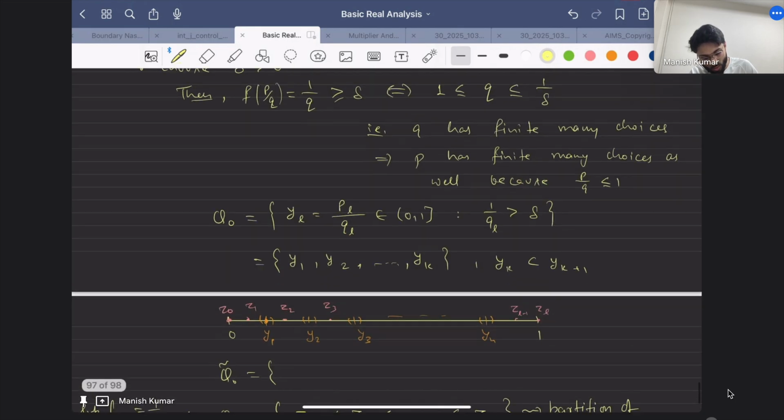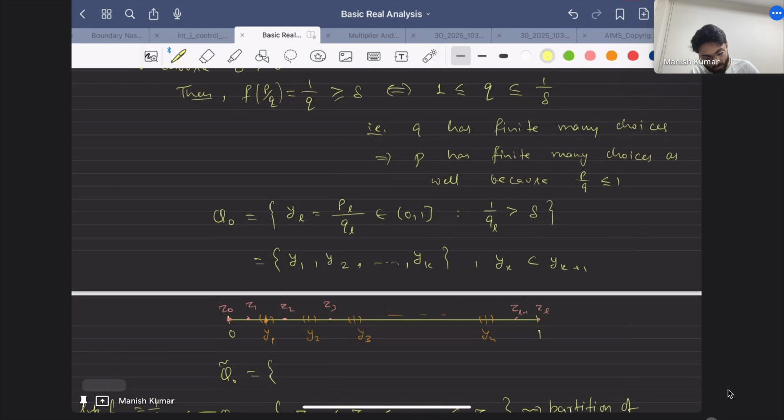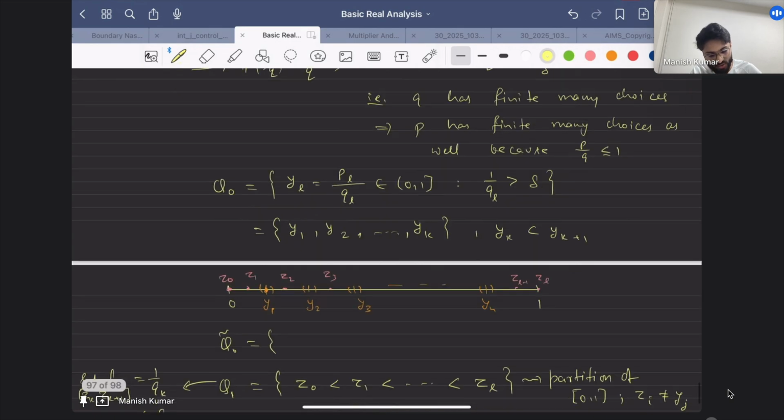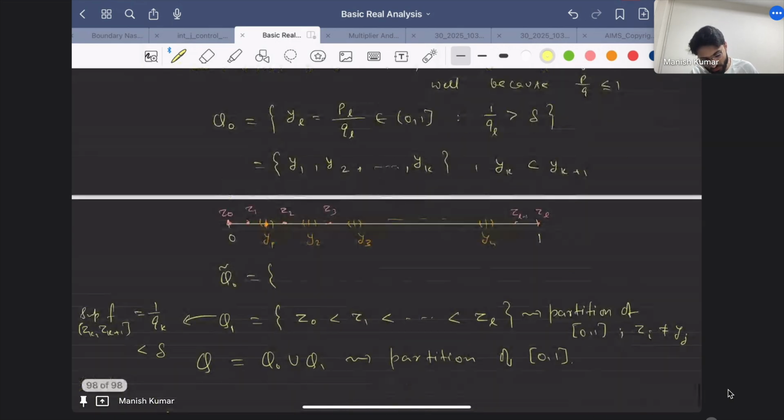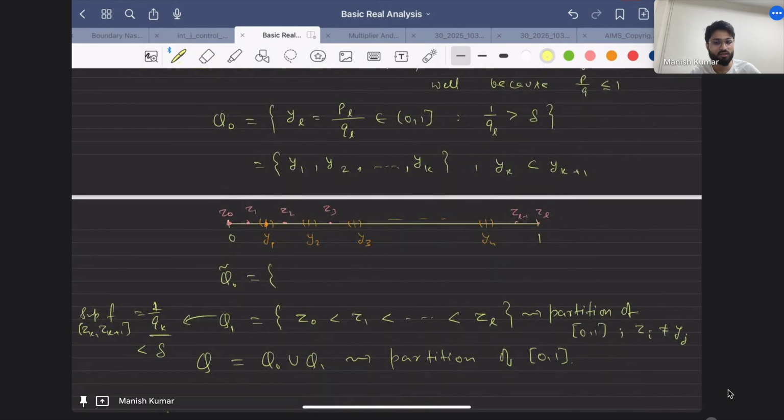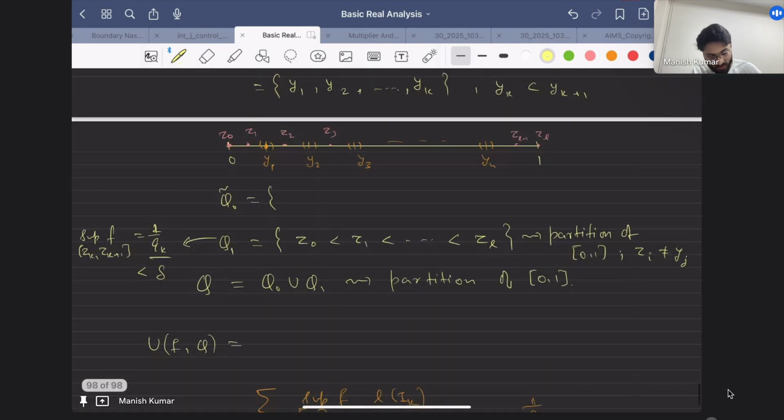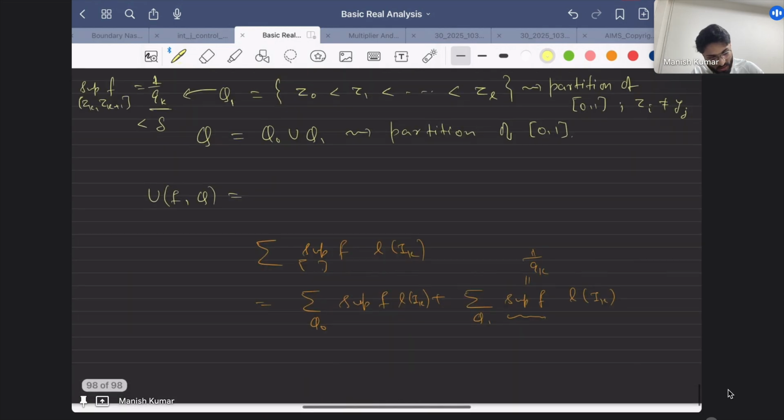Q0 is the collection of those points where the rational value is greater than delta. These are the rational points where the value is greater than delta. So at the rest of the points, whatever value I am getting, 1 by qk, is always going to be less than delta. This is how we have defined this q1. Here I'll change the writing a bit. This is less than delta always, and whatever sum I get is less than b minus a, right? Ultimately I can make this less than epsilon by 2.